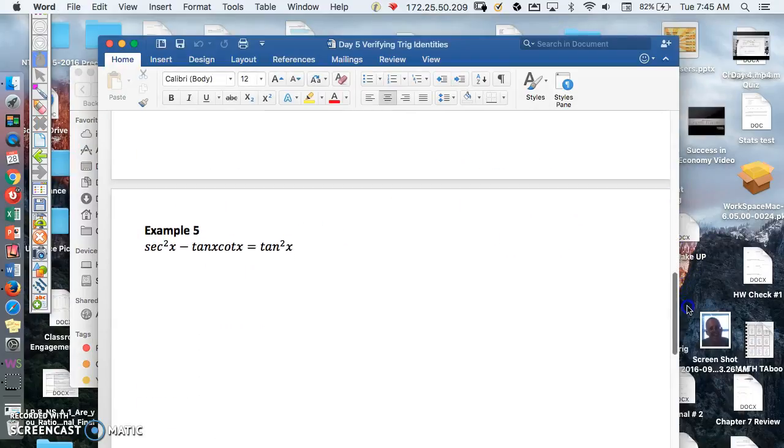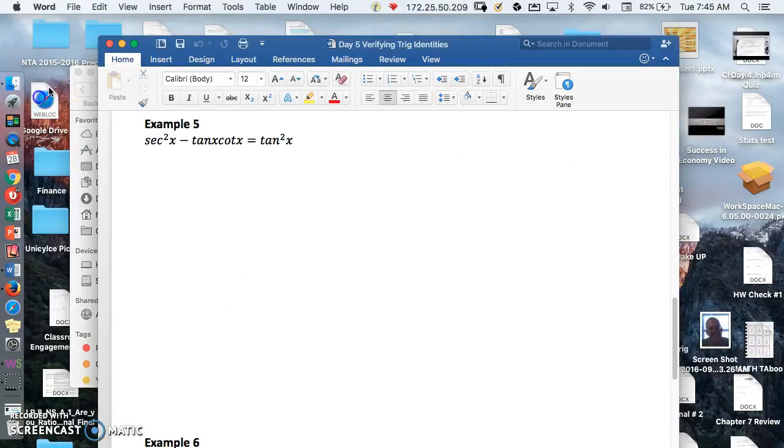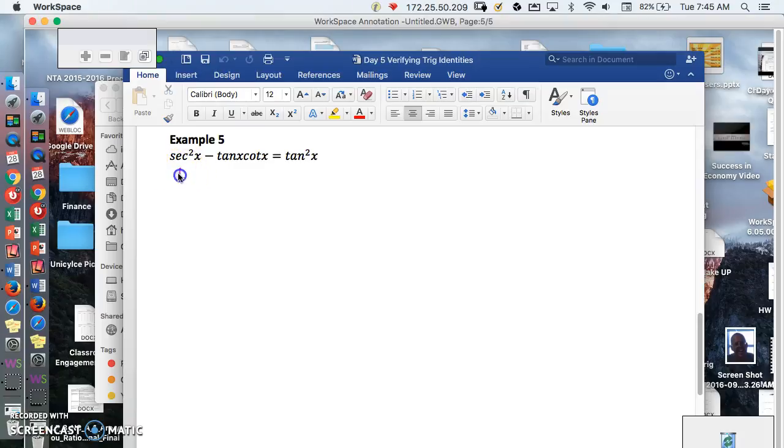All right, the next one we're going to take a look at. Let's see. We have 1 over the cosine squared of x minus, this would be sine of x over cosine of x times cosine of x over sine of x equals, this would be sine squared of x over cosine squared of x. Well, those all reduce out, and so that would just be 1.